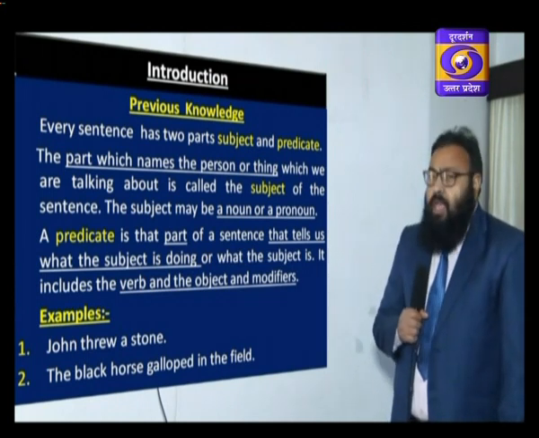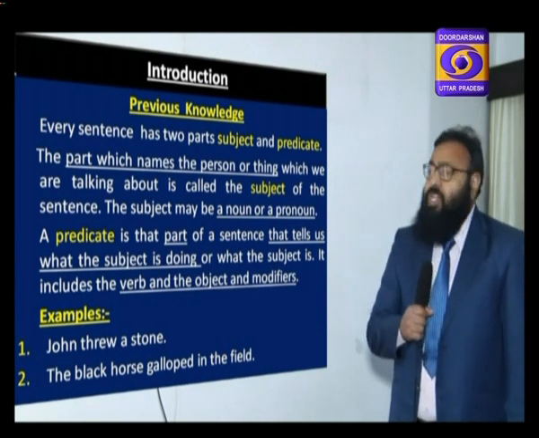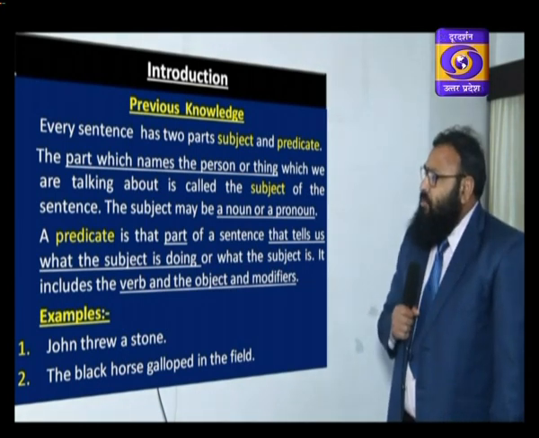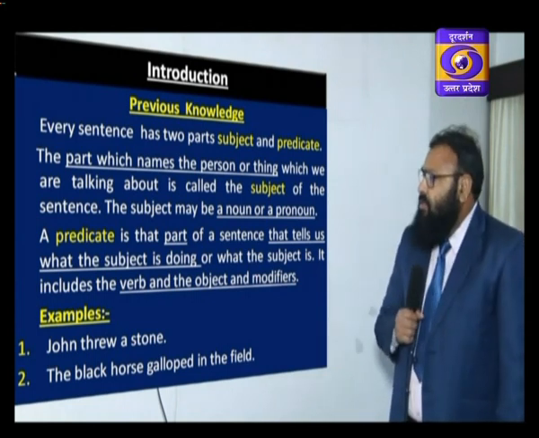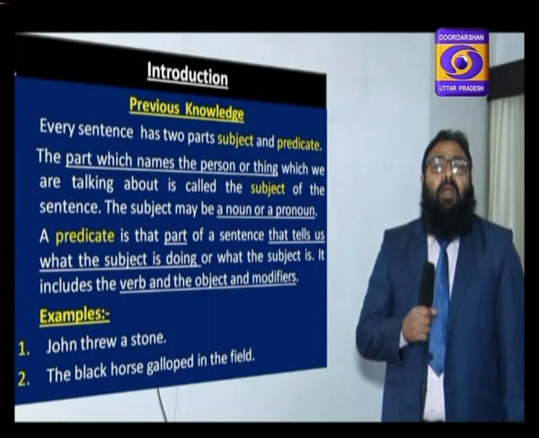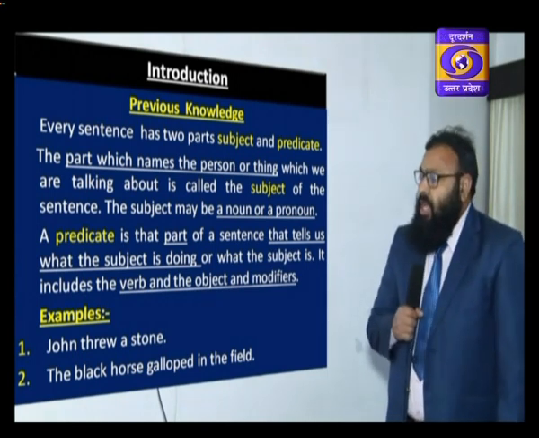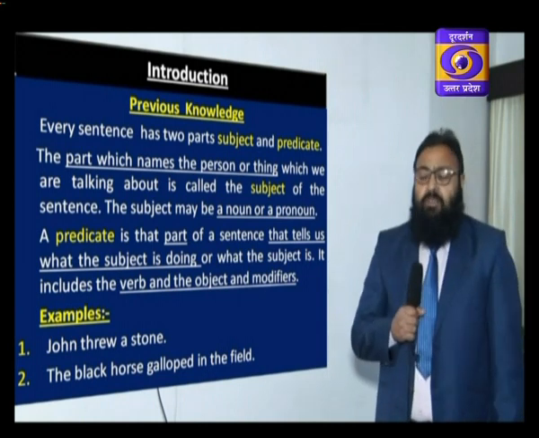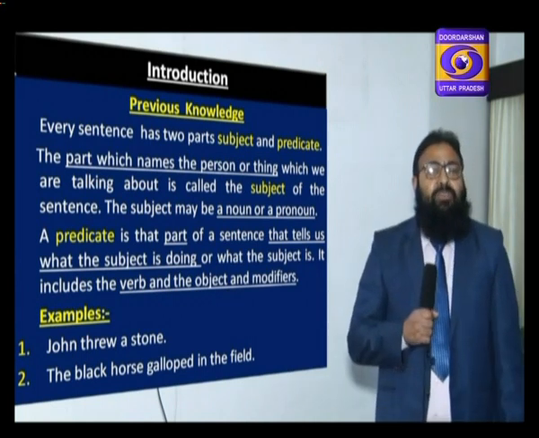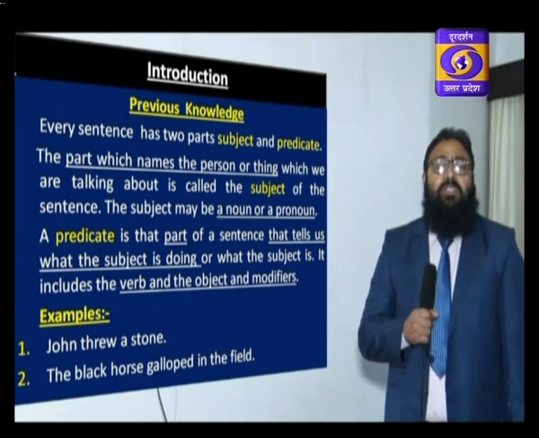Dear children, as you know, every sentence has two parts, subject and predicate. The part which names the person or thing which we are talking about is called the subject of the sentence. The subject may be a noun or a pronoun. A predicate is that part of the sentence that tells us what the subject is doing or what the subject is. It includes the verb, object, and modifiers.